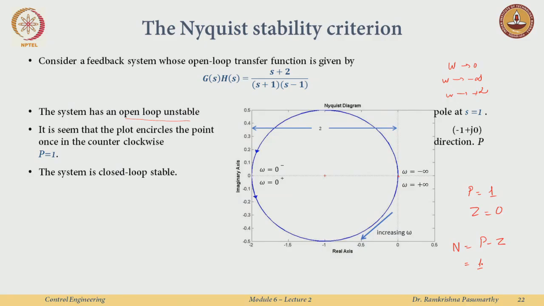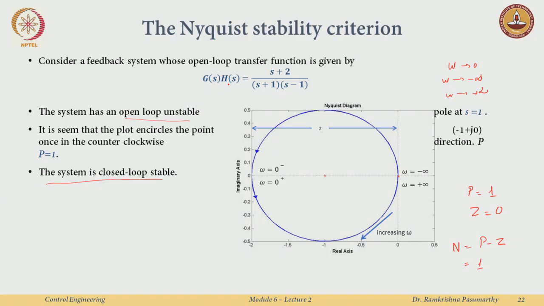Let us just check this. If I just move in the counterclockwise direction, am I encircling the point minus 1 plus j 0? So this is the point minus 1 plus j 0. I am encircling it one time, and therefore the closed loop system is stable. I start with an open loop unstable system, and Nyquist tells me that it is actually closed loop stable, with 1 plus G times H, I just do the feedback and I am closed loop stable.